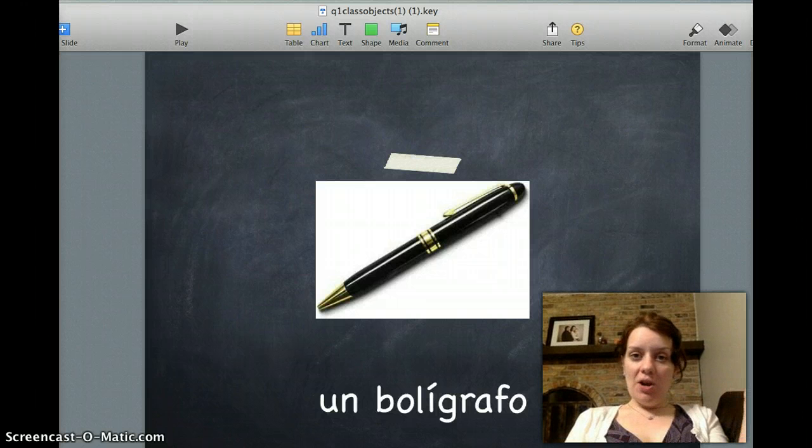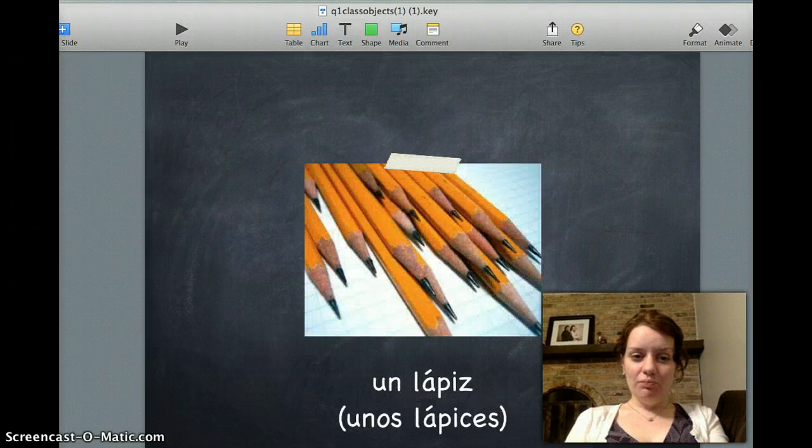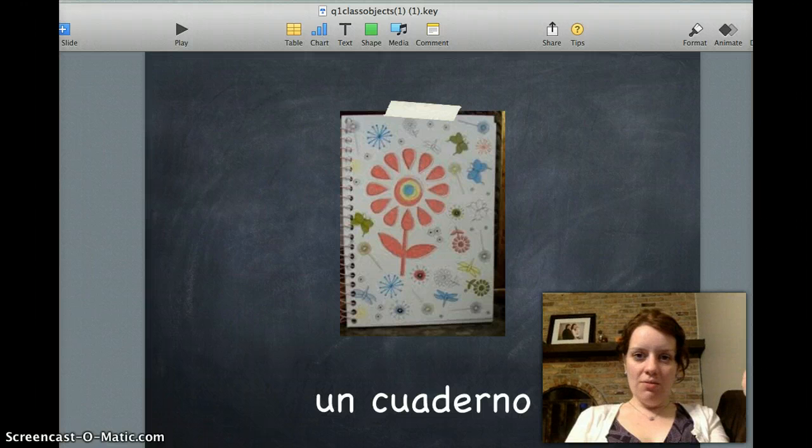In the Latin American world, you're more often going to hear the word pluma, pluma. They're both correct. They both mean pen. Un lápiz, lápiz. Plural is lápices, so notice the Z goes to a C. That's going to be a common thing that you see in lots of words, Z's changing to C's in certain contexts. So lápiz, lápices. Un cuaderno, cuaderno, here is your notebook.